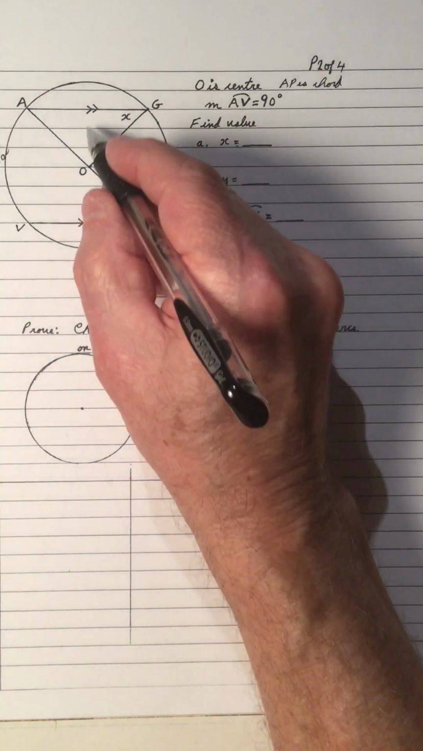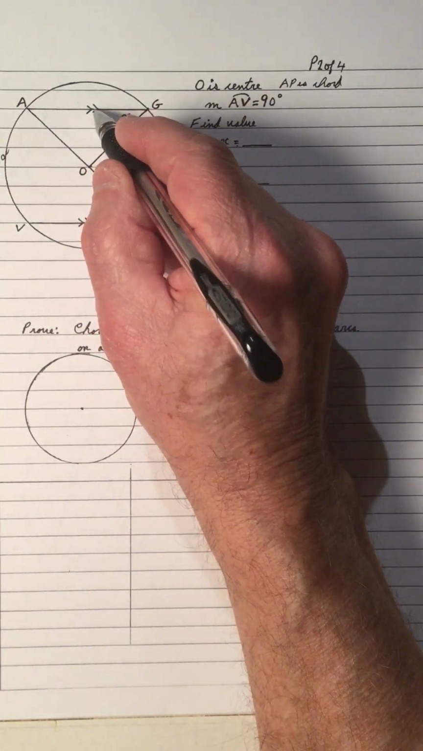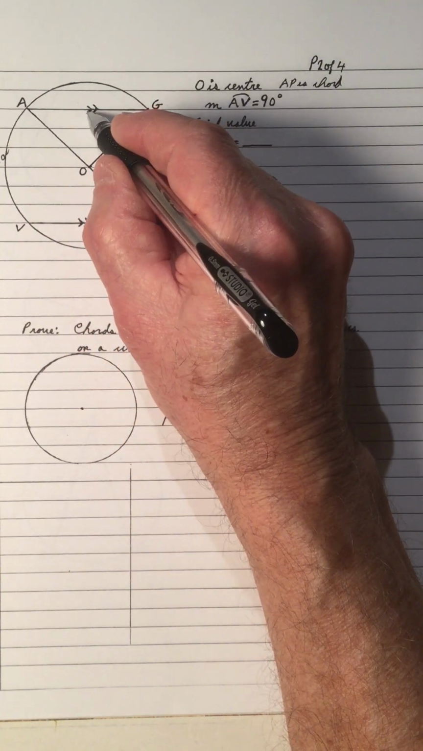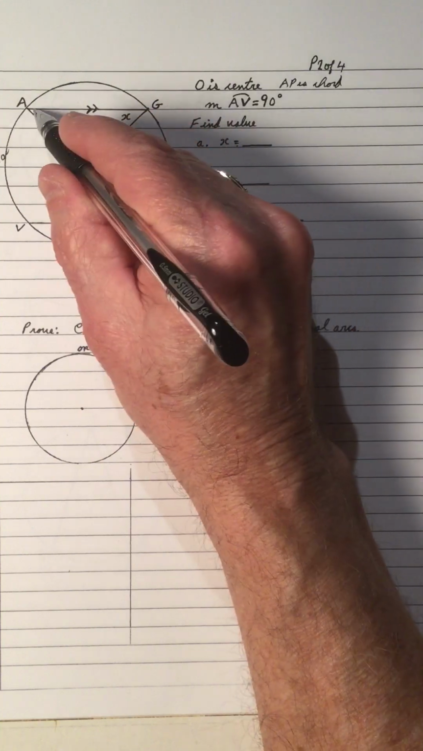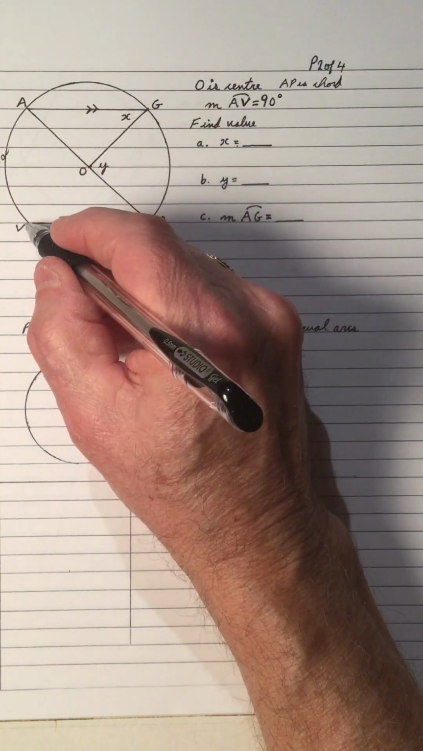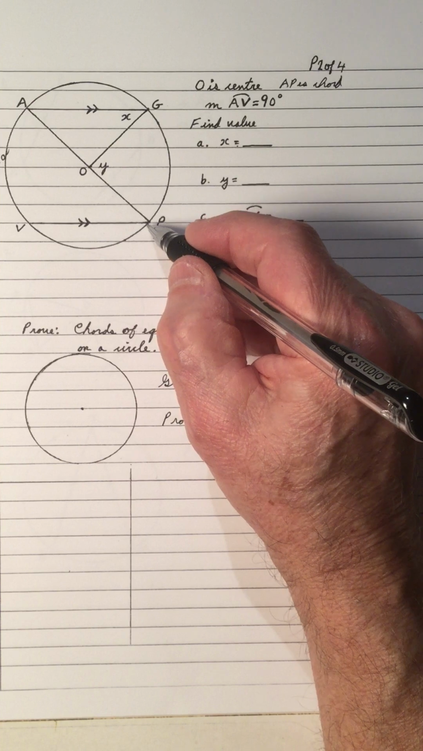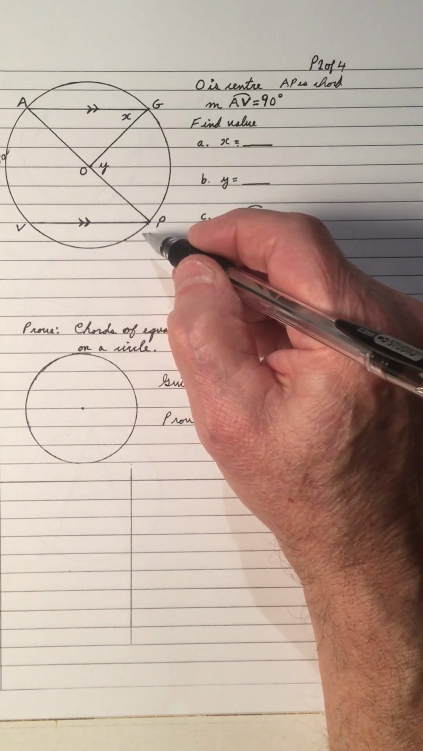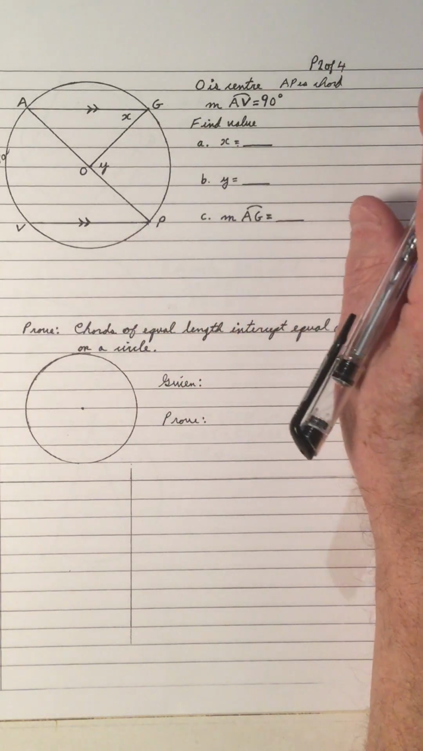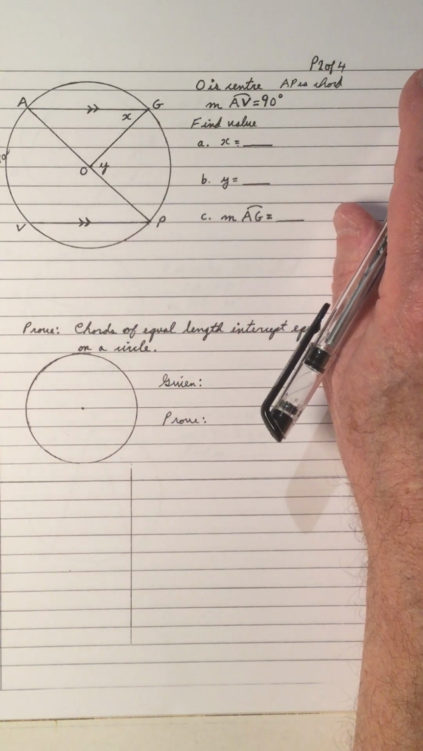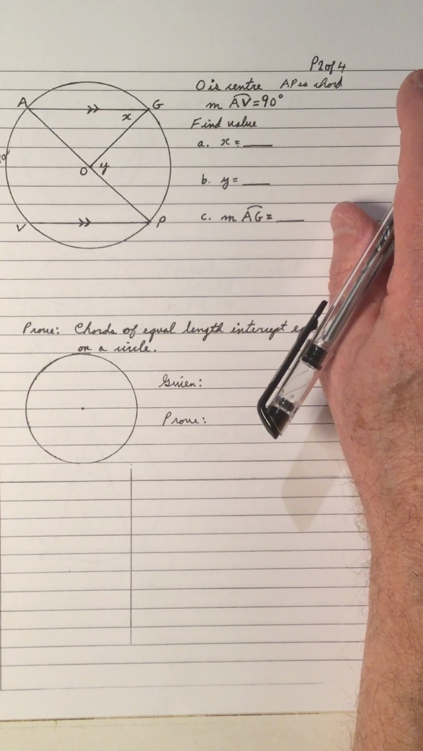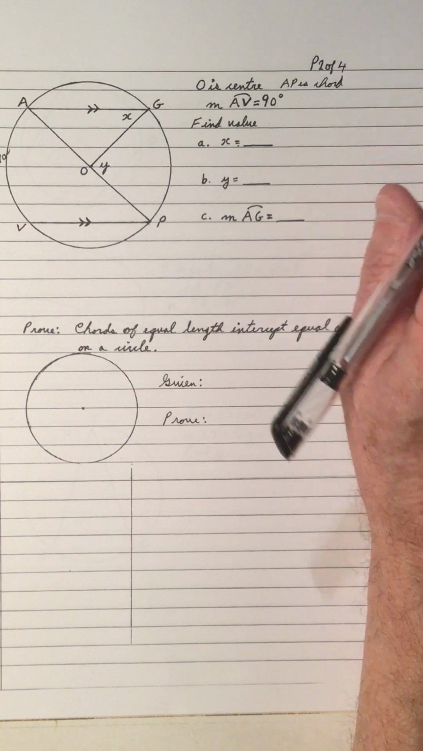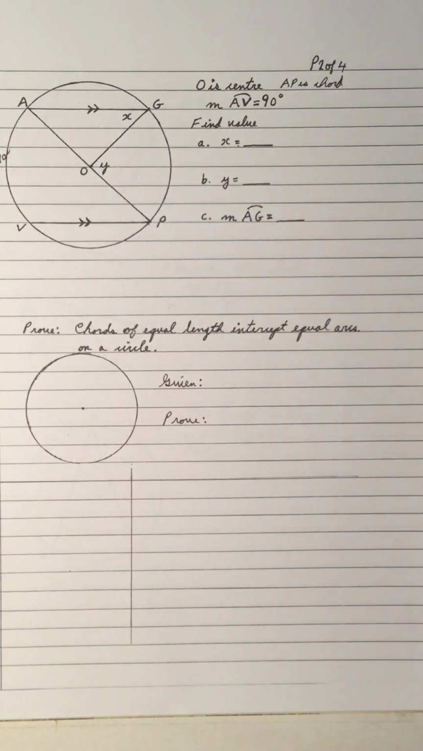And as a result, we're also given, notice these two marks here, in the diagram that AG is parallel to VP. And we have to know the properties of parallel lines. Property of parallel lines: alternate interior angles are equal, corresponding angles are equal, interior angles on the same side of the transversal are supplementary. Many properties. So let's see which ones we're going to use.